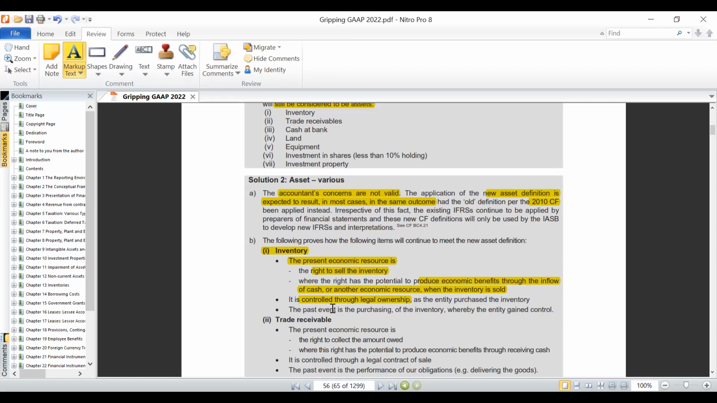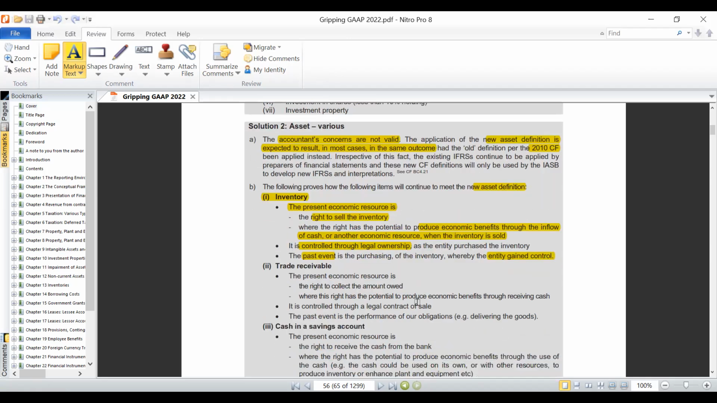So obviously, yes, the inventory will be controlled through legal ownership. Why? Because the organization owns the inventory. They've paid for it. Was it as a result of a past event? Yes, because they purchased the inventory. And that's how they gained the control. So in this case, it means inventory would satisfy the definition of an asset. Does it make sense, sister?